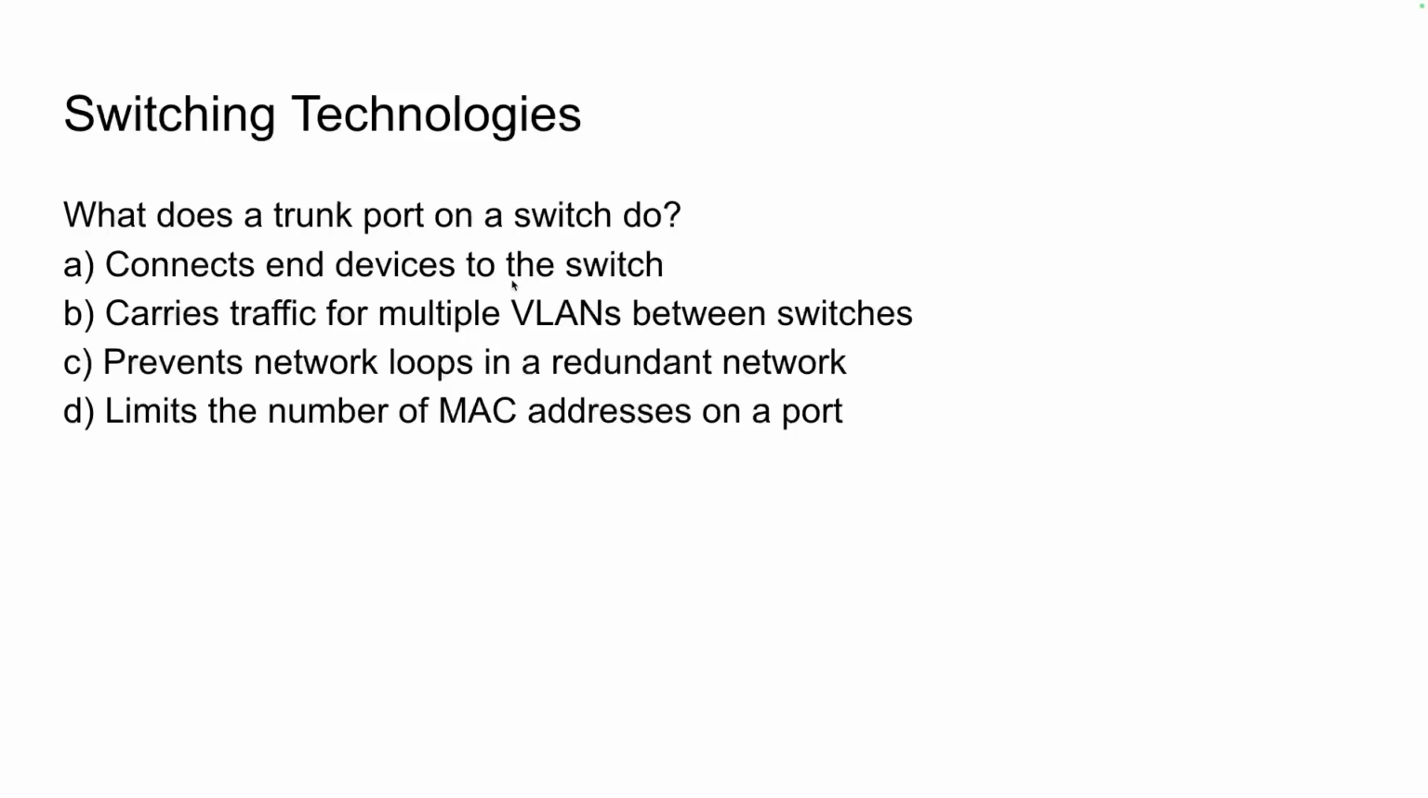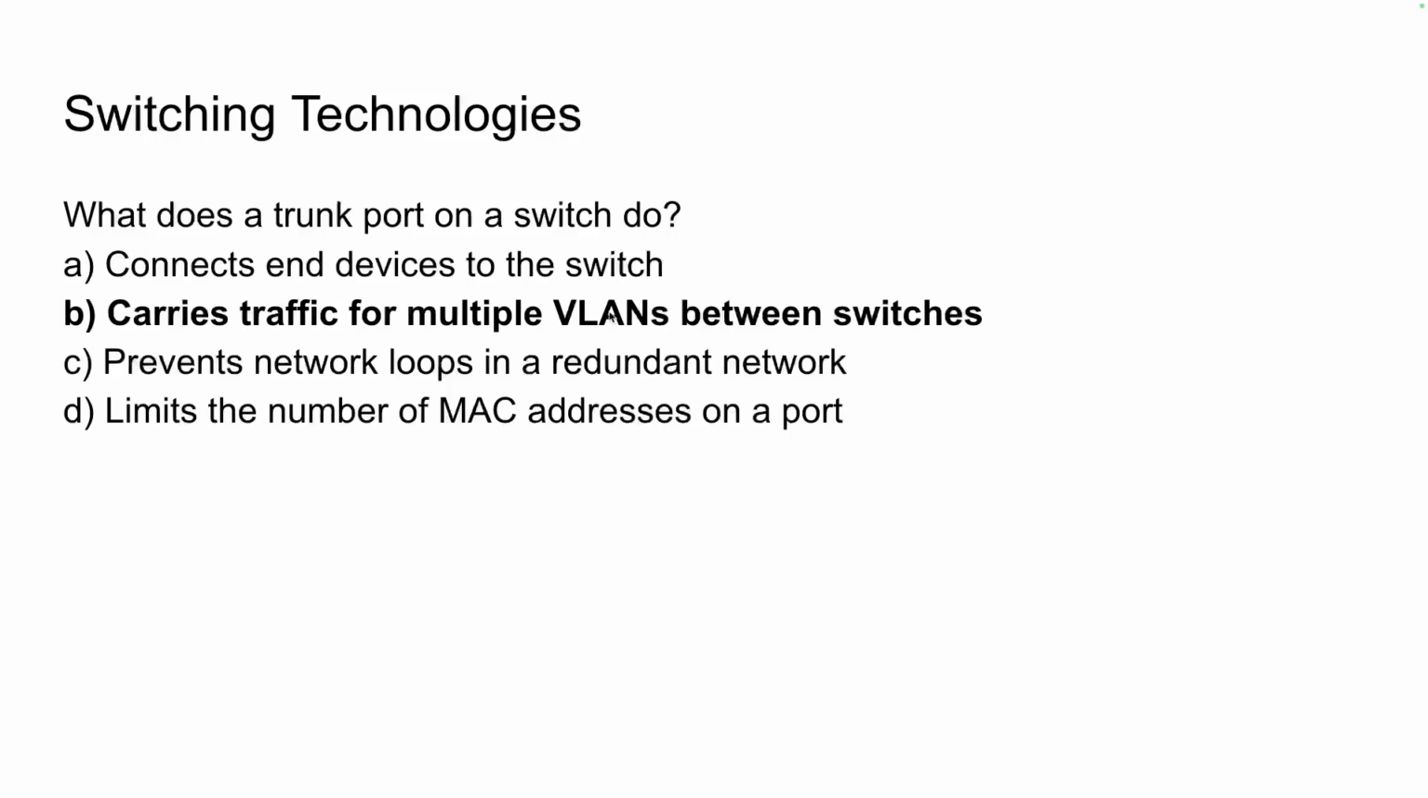What does a trunk port on a switch do? It connects end devices to the switch. It carries traffic for multiple VLANs between the switches. It prevents network loops in a redundant network. Limits the number of MAC addresses on a port. I'm going to say it's going to carry multiple VLANs because it's combining into a trunk, I believe. I think that's it. It's either A or B. I think it's B. Yeah, it is B.